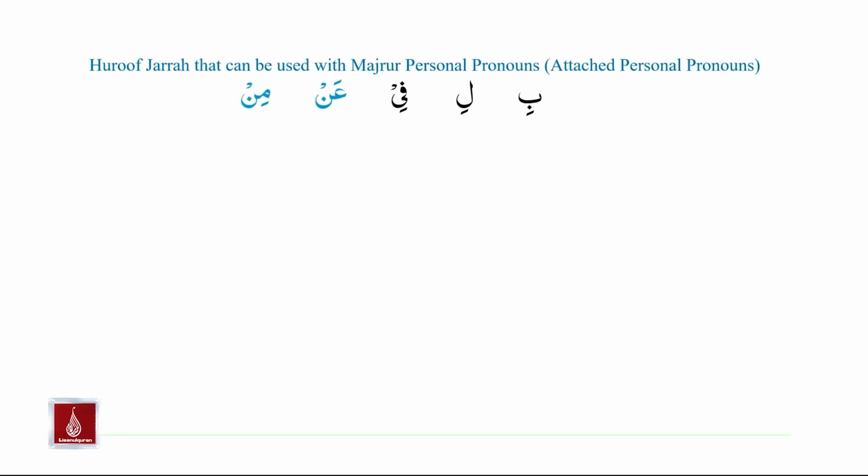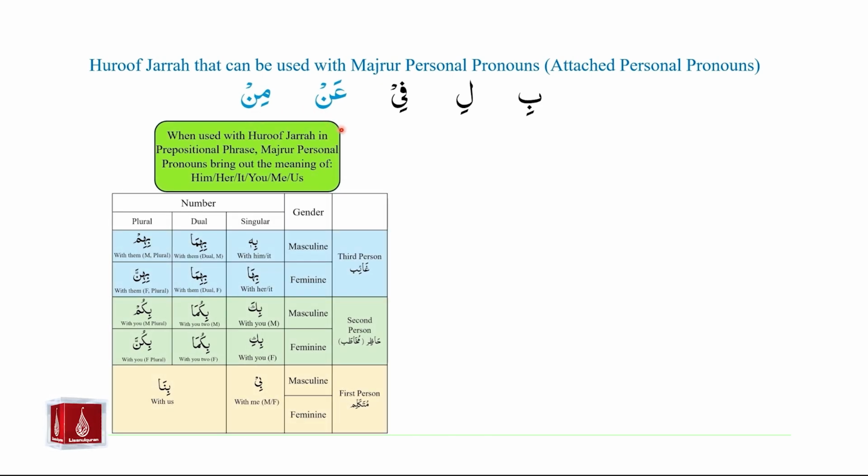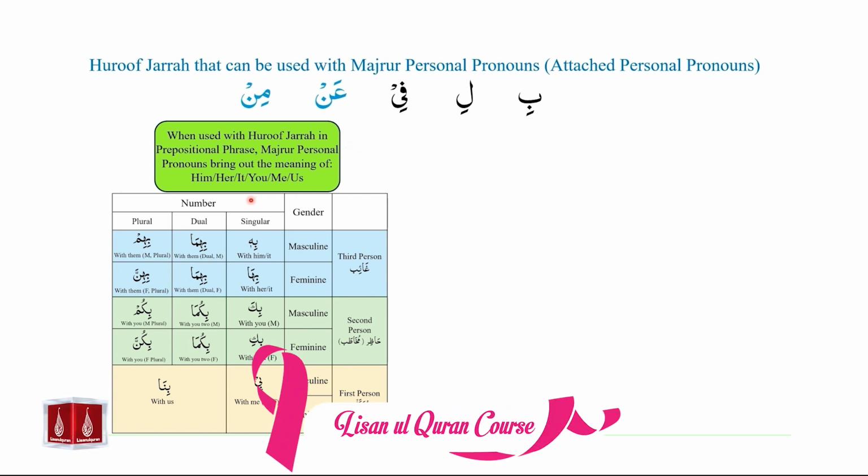So far, we have studied the following huruf jara that can be used with majroor personal pronouns. These are ba harf jar, lam harf jar or lam jara, fi, and now we will study the use of an and min with majroor pronouns. Please note that when used with huruf jara in murakkab jari or prepositional phrase, majroor personal pronouns bring out the meaning of him, her, it, you, me, us, and so on.